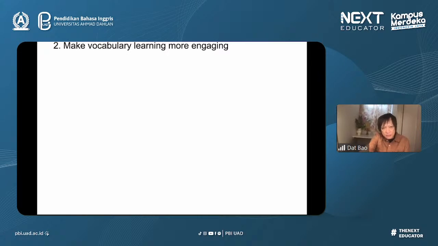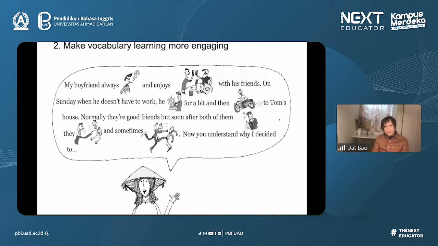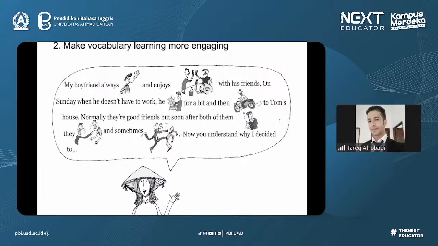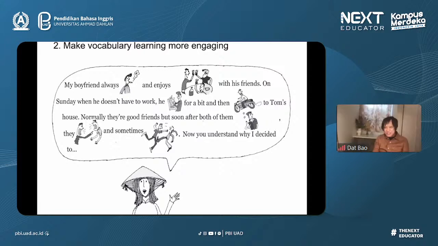The same thing, description, but expanding vocabulary. I created this story. Imagine a scenario where a lady is complaining about her boyfriend or her husband. So she says, my boyfriend always, can you help me? I replaced words with pictures, but I don't remember the words. Can you give me the words? Smoke. Smoke and enjoys? Drinking. Drinking with his friends. On Sundays, when he doesn't work, he?